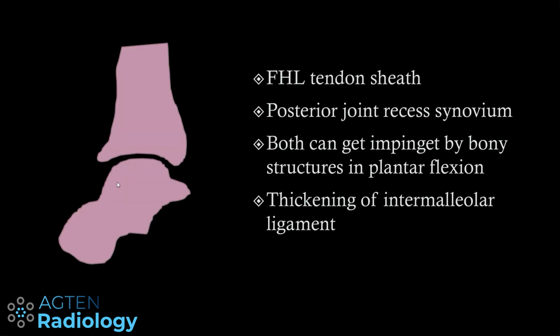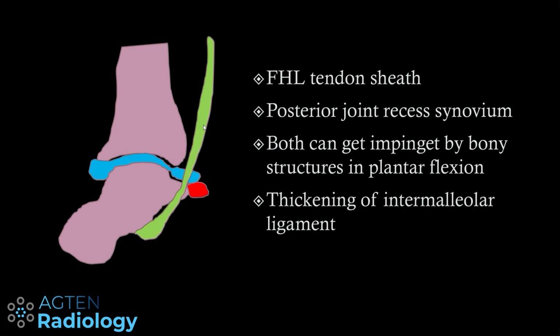So this is just an overview of the different structures that can get impinged. Just quickly here: an os trigonum, a prominent joint recess with some kind of synovitis or synovial proliferation. Then obviously the tendon itself, the FHL, its tendon sheath, and I actually forgot what this structure was supposed to be.